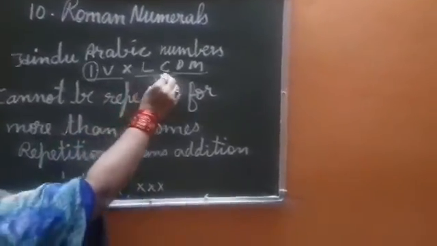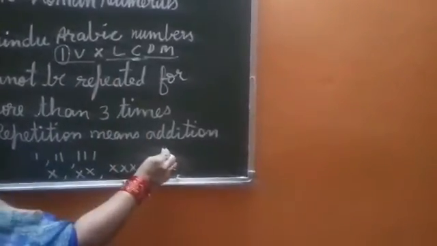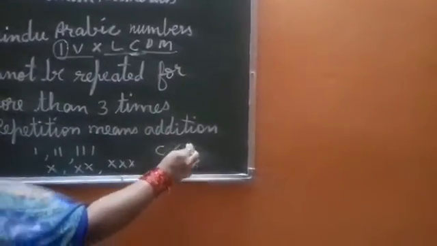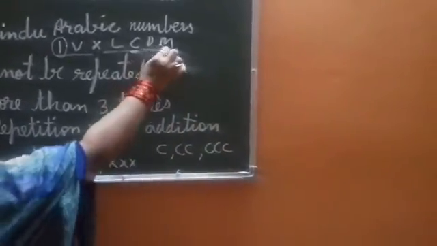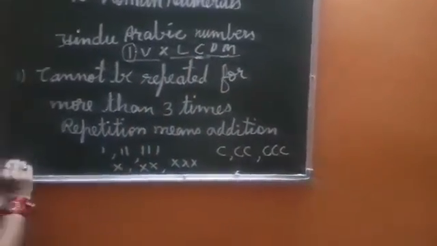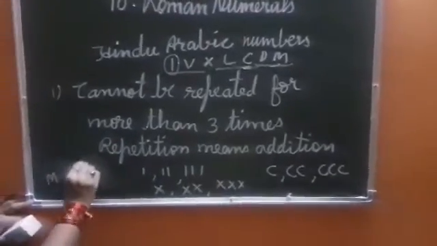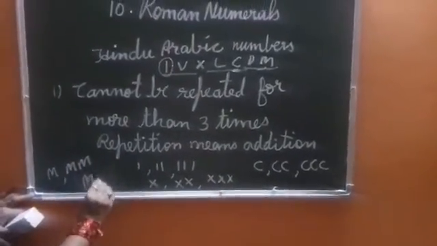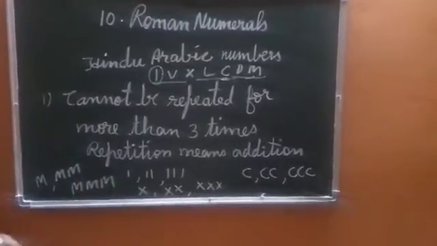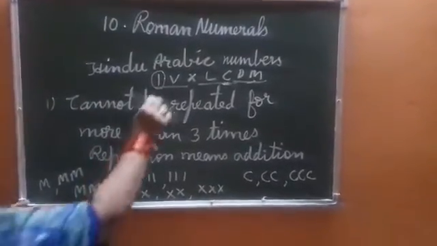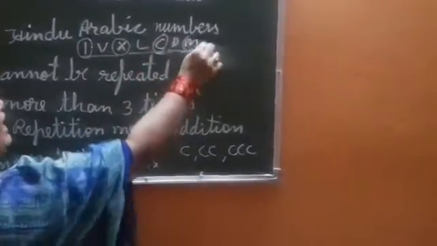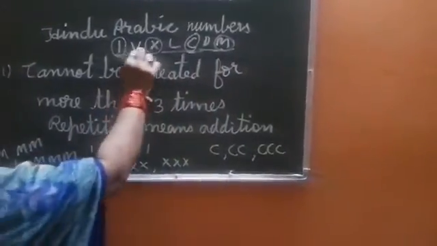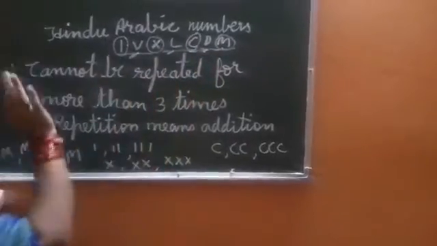Okay children? Then we can repeat C also. C means 100. For 200 we write double C, and for 300 we write triple C. M can be repeated. M means 1000, double M means 2000, and triple M means 3000. So I, X, C and M can be repeated. V, L and D cannot be repeated.